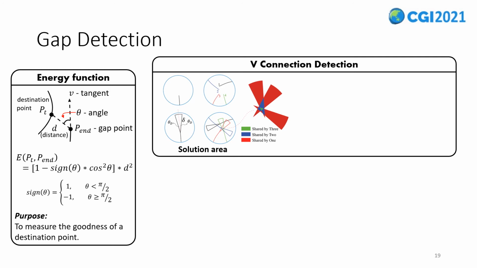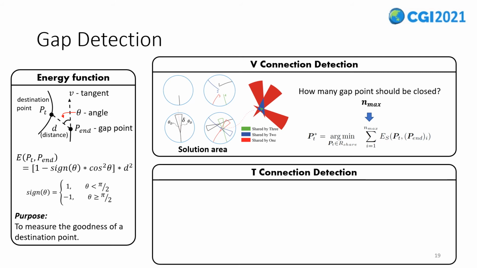Then we find the overlapping areas shared by most of the gap points. For example, a green area in the middle is shared by 3 gap points, so that n max is 3. Then we find a point within the overlapping area that minimizes the energy function here. Because this energy function is convex, it is very easy to find its solution.